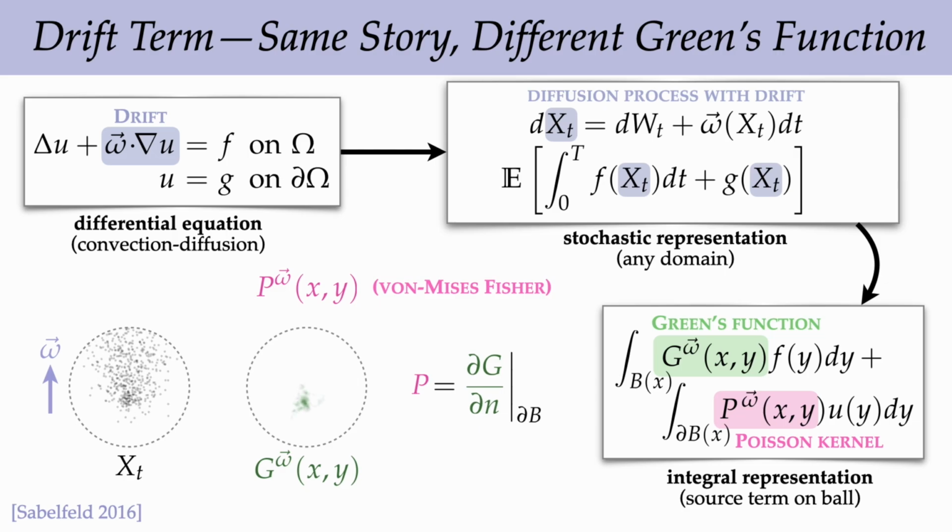To incorporate drift, as you might have in a convection diffusion equation, we now transition from a purely Brownian process to a diffusion process with drift, and everything kind of works the same way. This time the Poisson kernel is given by what's known as the von Mises-Fisher distribution, which also shows up in volume rendering and is related to the Green's function by a normal derivative. Okay, and this is our general recipe. If we know the Green's function and the Poisson kernel, then we know how to apply the walk-on spheres algorithm.